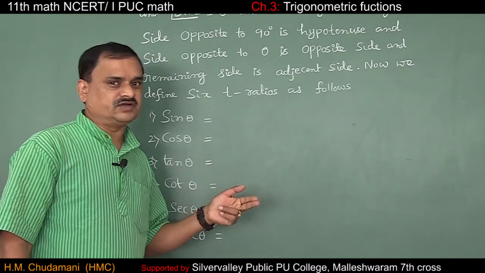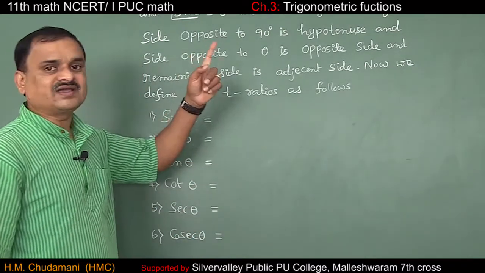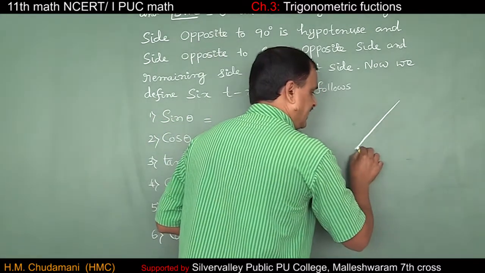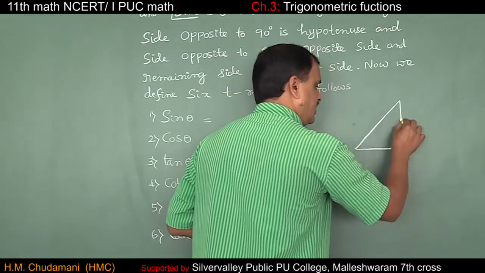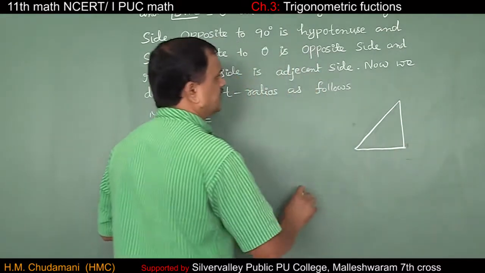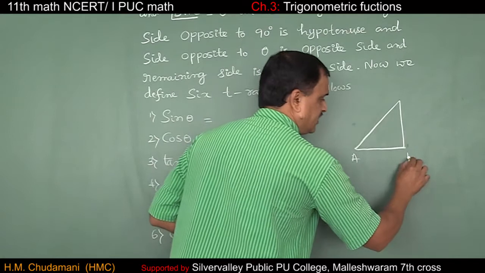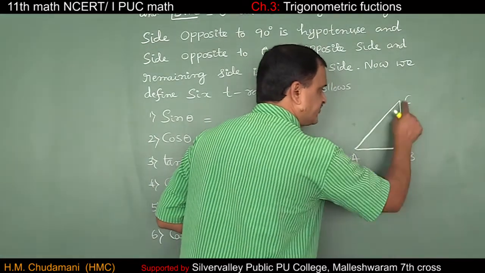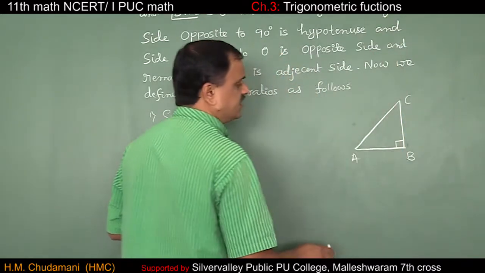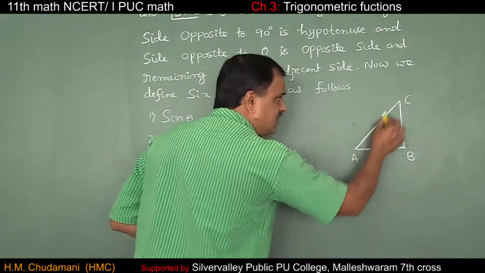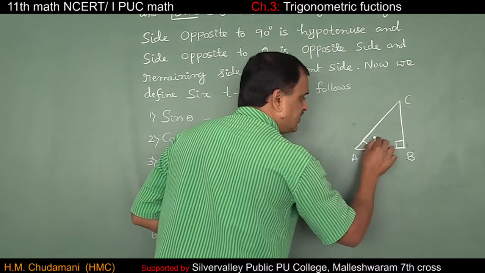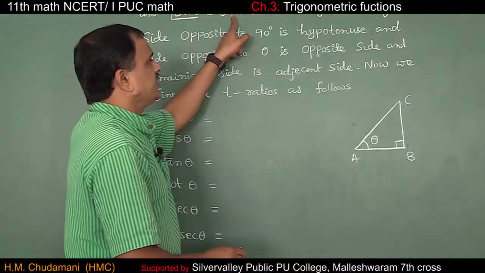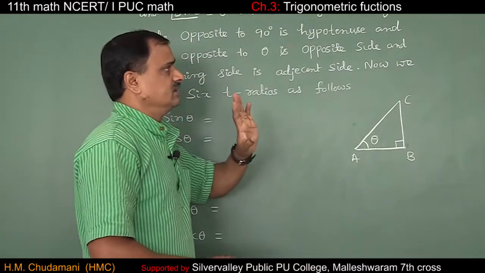Now let us see the definition in terms of an acute angle. For that, consider a right angled triangle ABC in which angle ABC, angle B, is 90 degrees and angle BAC is theta. Angle BAC is theta radian, which is an acute angle.